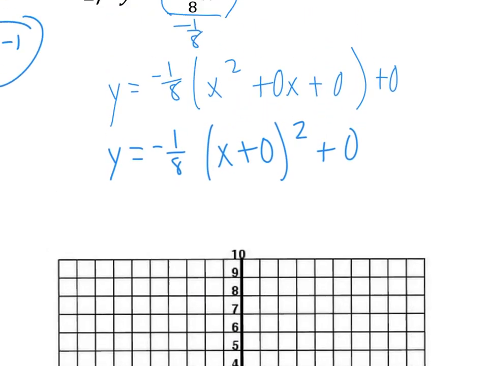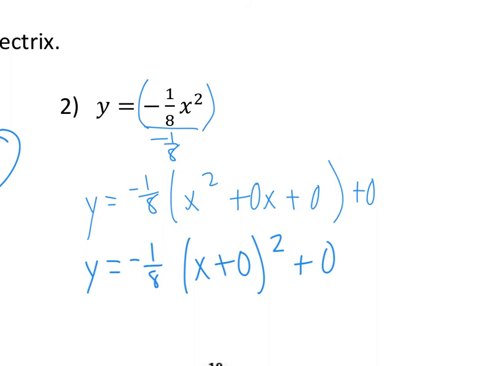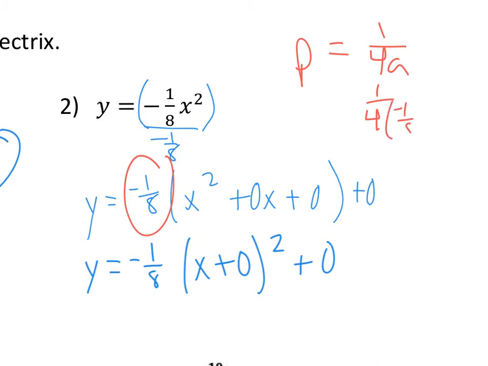And now I'm going to find my value for p. I need the distance, the p distance. Where p equals 1 over 4a. Here's my a right there, negative 1/8. So I do 1 over 4 times negative 1/8. That'll equal p. And if you do 4 times negative 1 divided by 8, and you get an answer, you'll get negative 0.5.